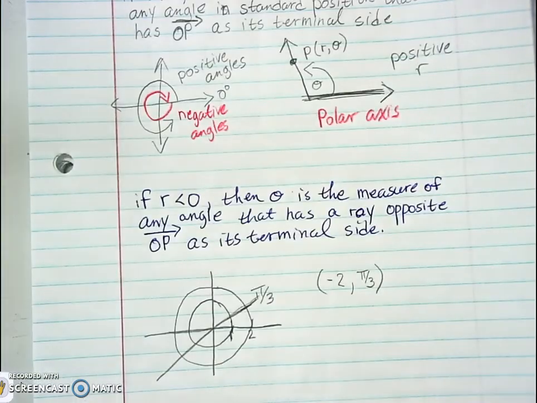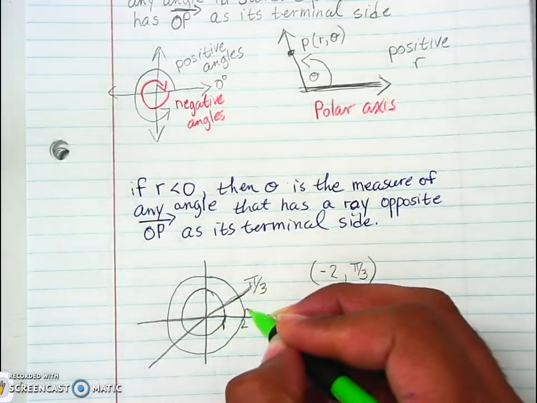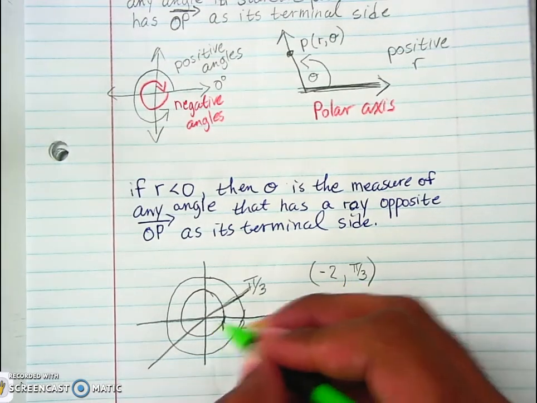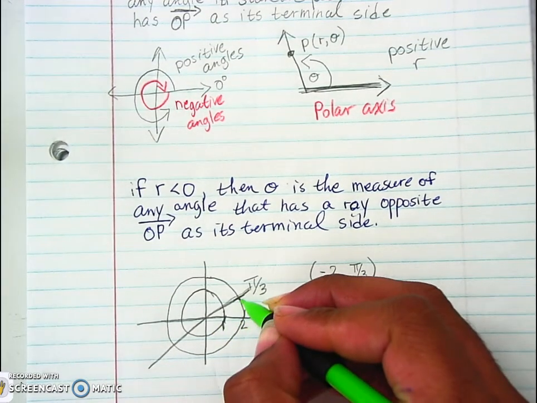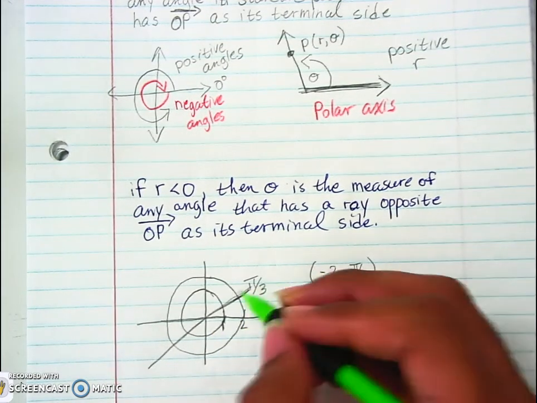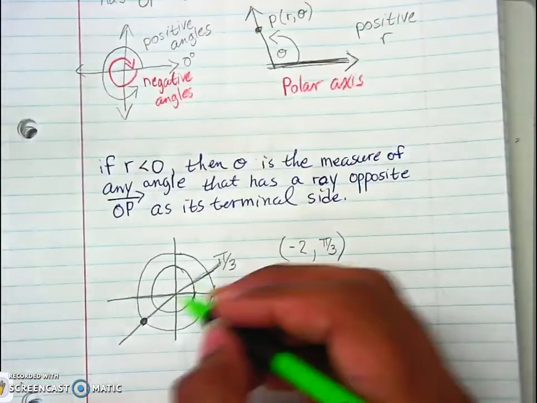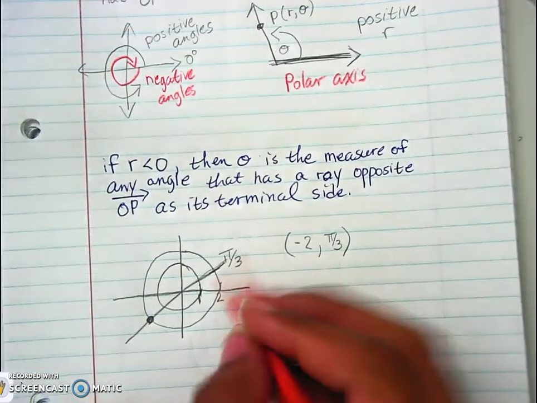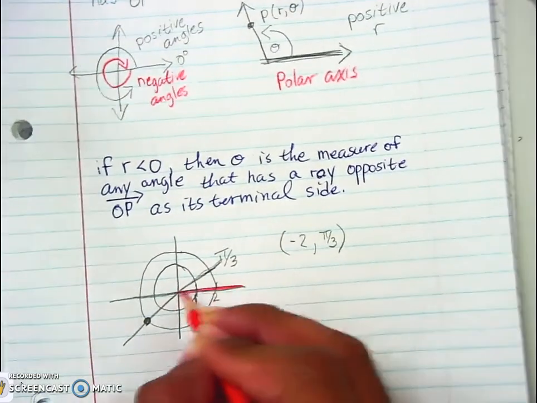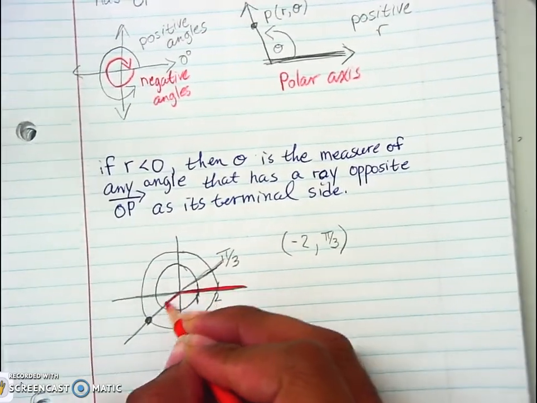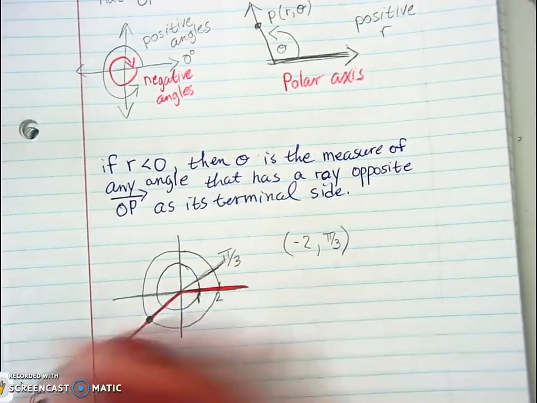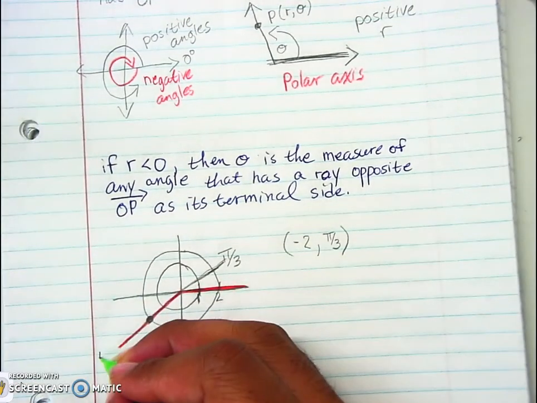So what you would do originally would be, because it's a positive, if this is negative 2, it originally would be here, but because it's negative, you would do it on this side. So you do it on the opposite side. So when you draw your ray for it, it would be like this. This is your polar axis, and this is actually the ray you would do. And you would do it at 4 pi over 3.